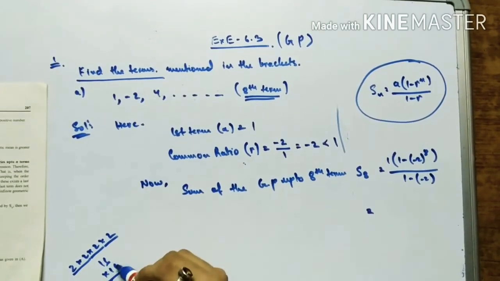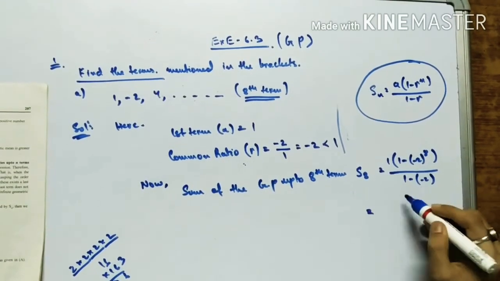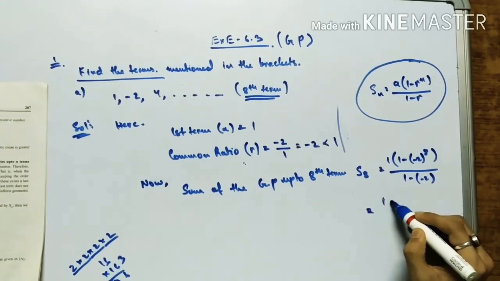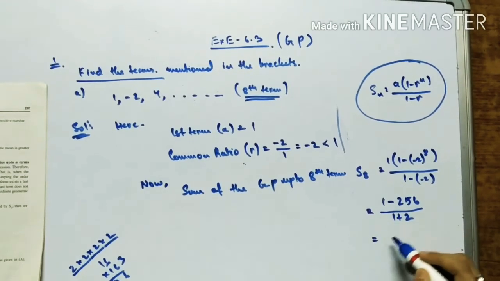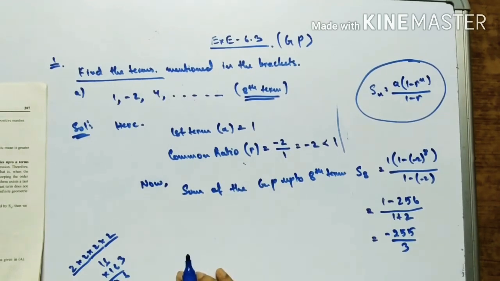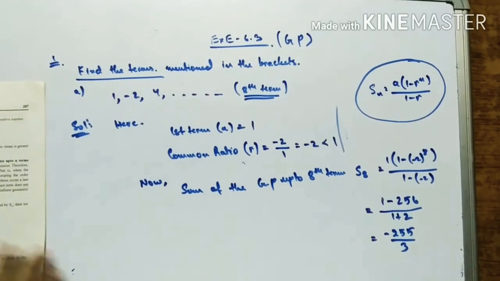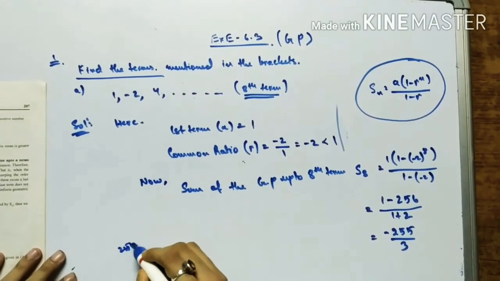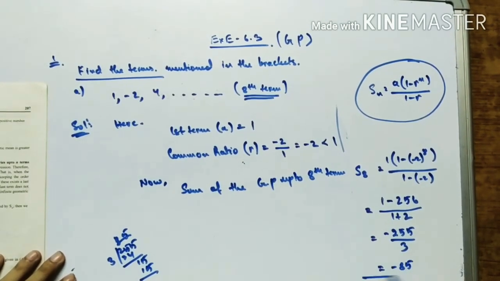16 into 16. 6 6s are 36. 9 6 1 6. 15 256 I will get. So this one I will get (1 minus 256) by (1 plus 2). So minus 255 by 3 I will get. Now if I divide it, 255, 3 8s are 24, 1 5, 3 5s are 15. So this is equal to minus 85 I will get.